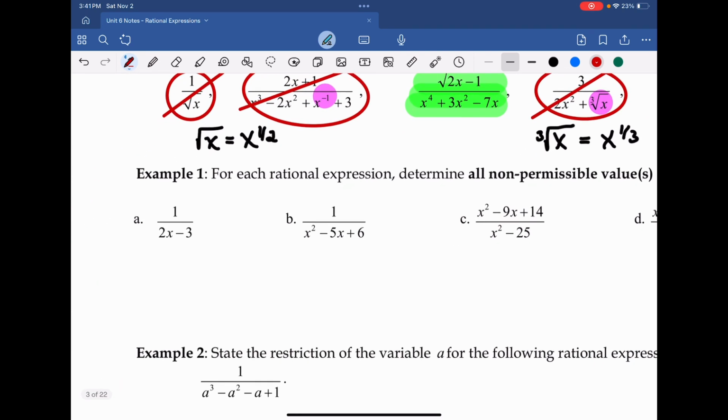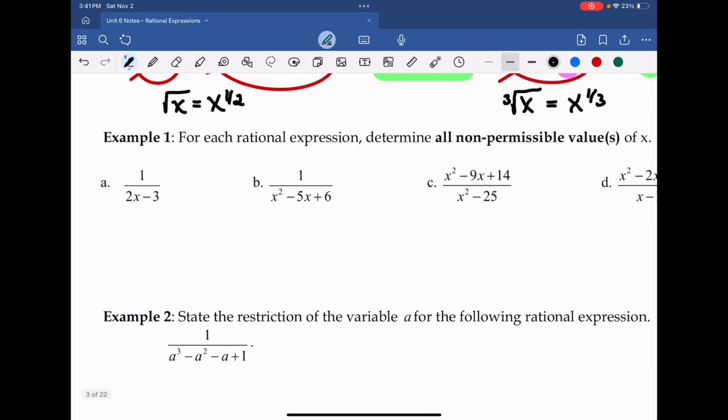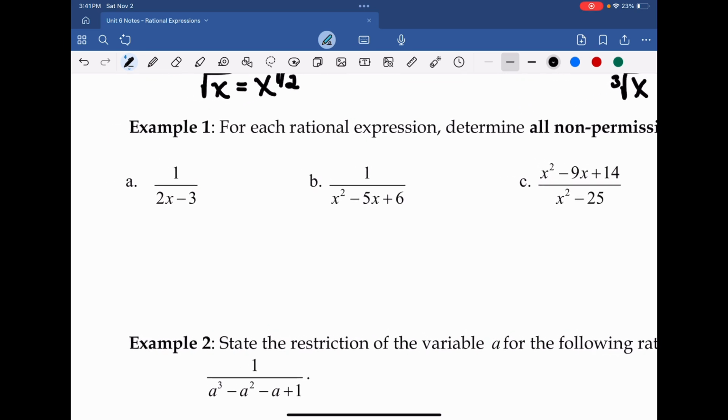All right, now let's start doing our first formal examples here. For the first example, for each rational expression, determine all the non-permissible values. To do this, we need to make sure the denominator is factored. If it is, then we're good to go from there. So in this case, we can't factor 2x minus 3 anymore. So to get our NPV, we're going to say the following. Our NPV is where 2x minus 3 cannot equal 0.